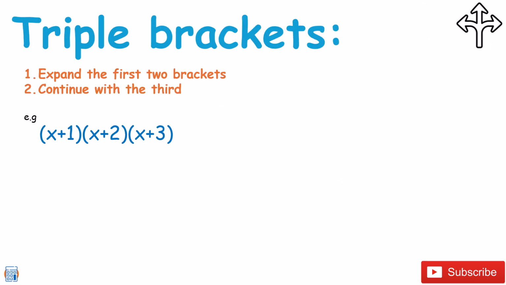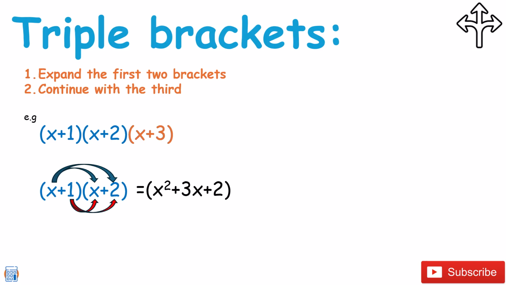Triple brackets are basically exactly the same thing, but what I like to do is expand the first two first, and then continue with the third. The third bracket I've highlighted in orange. I'm just going to ignore that for now and come back to it later. So let's expand these blue ones. x plus 1 times by x plus 2. So if I do x by x, and then x by 2, and then 1 by x, and then 1 by 2, I end up with x squared plus 3x plus 2.